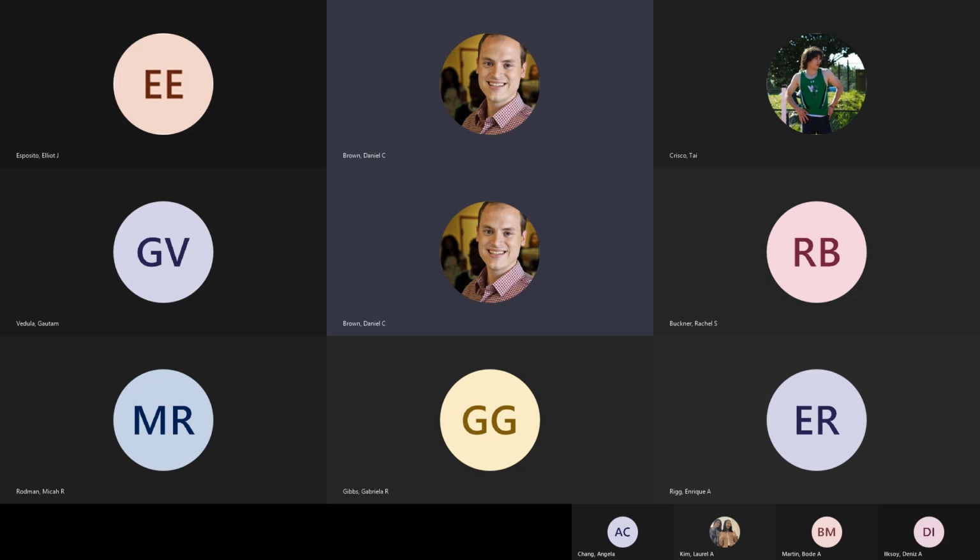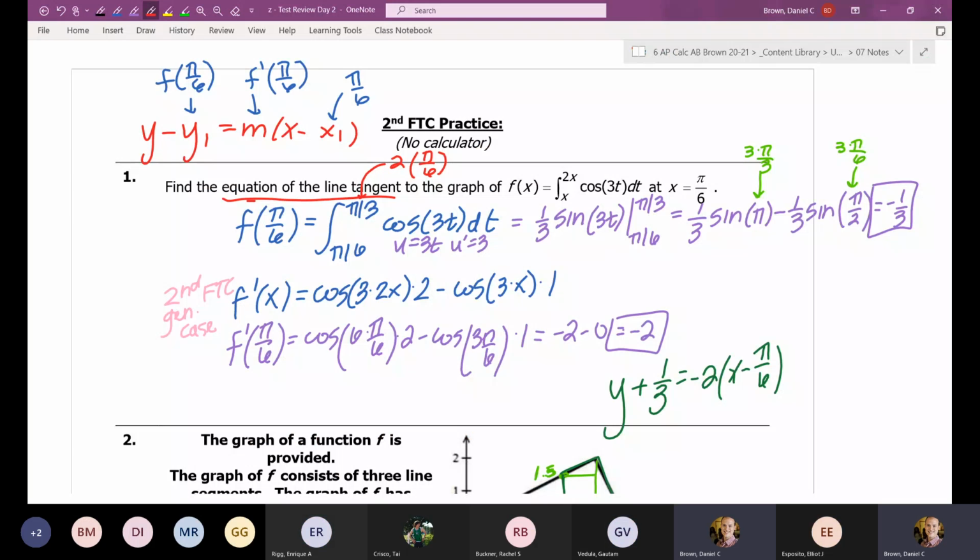Necessary questions that you have. So the second FTC in general informs us how we take the derivative of these integral defined functions. Why might we be able to take the derivative? Finding the tangent line would be one of those examples.